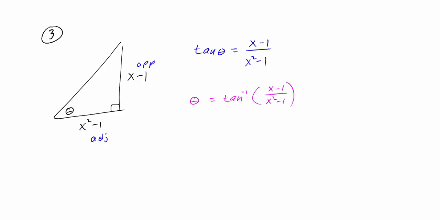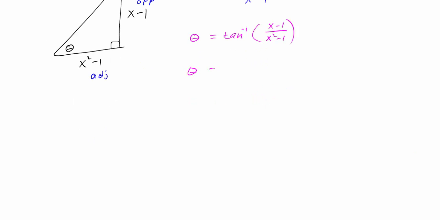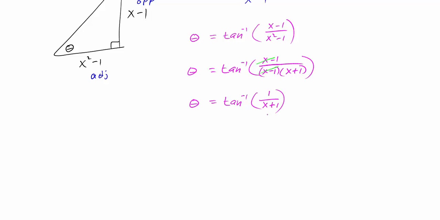Now if you look closely here, we can simplify this a little bit. If we look at this inverse tangent here, we have x minus 1 over x squared minus 1. Well, x squared minus 1 is a difference of squares, so we could factor this to x minus 1 and x plus 1. And if we do that, we'll notice that the x minus 1 will cancel the x minus 1 on the bottom, so we can simplify the equation to the inverse tangent of 1 over x plus 1. So once again, we have solved our angle theta as a function of x.